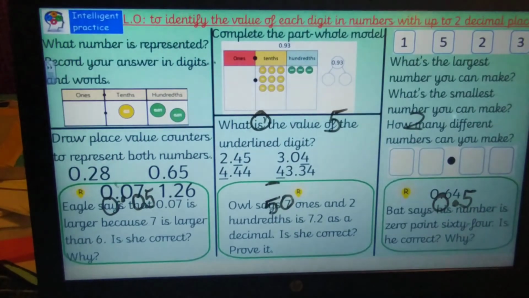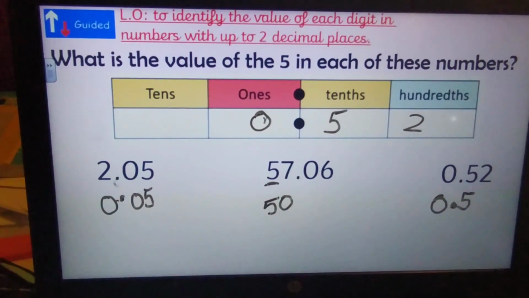Okay, I think we might be on to intelligent practice. We are. Right, I shall do you another video for the intelligent practice bit.